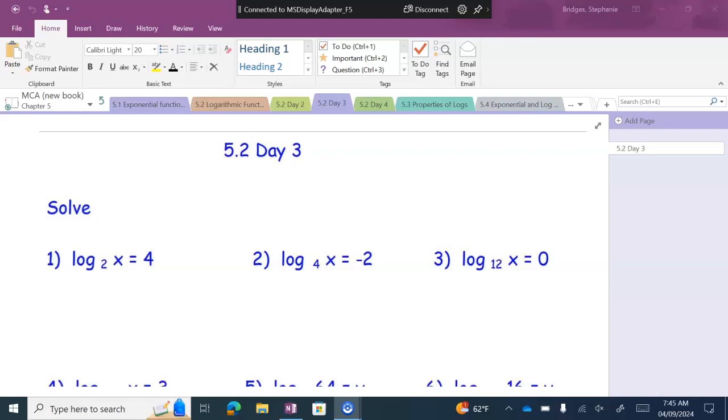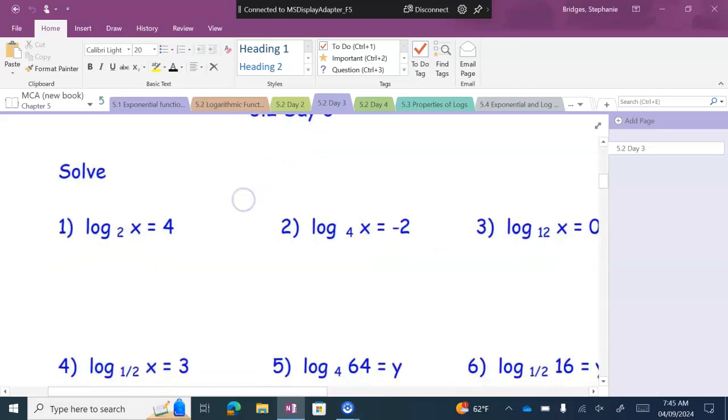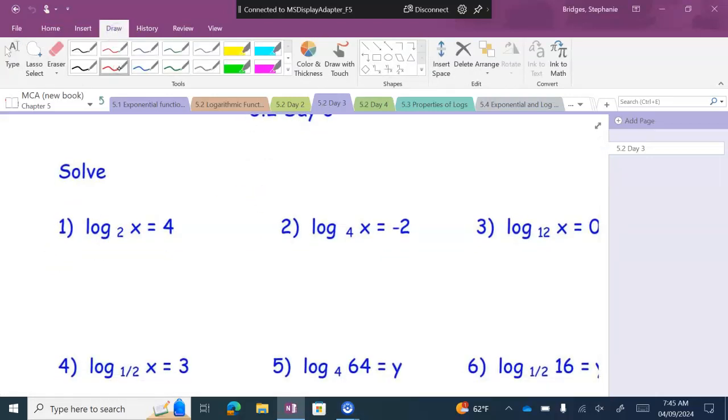Either way, though, you're going to go straight from this log equation, and you're going to move it into exponential form. Okay, so for the first one, we've got log base 2 of x equals 4. So to be able to solve this, the very first thing I want to do is take it to exponential form. If I can move it. Okay, so we start with our base. It's going to go 2 to the 4th power equals x.